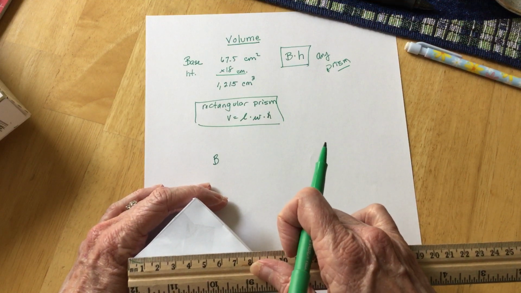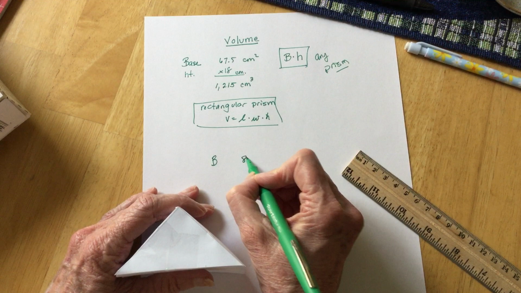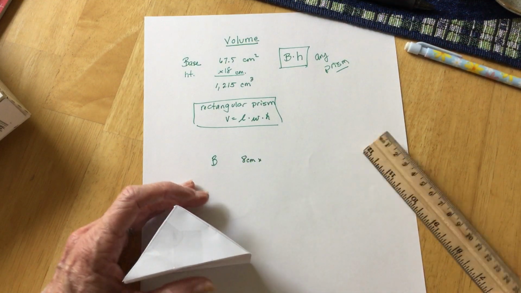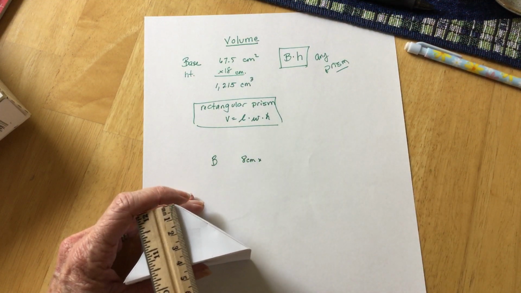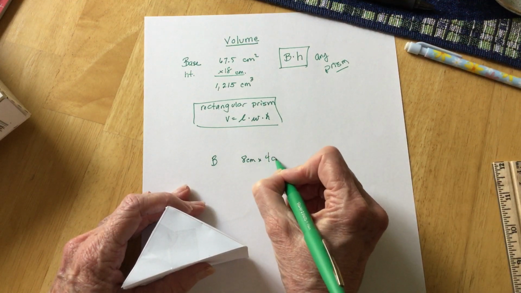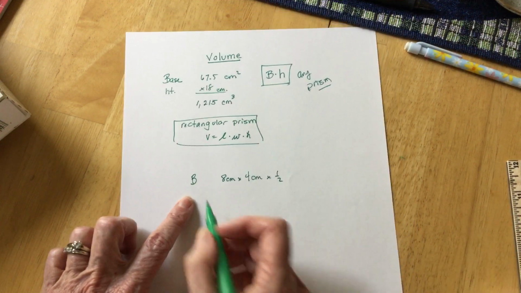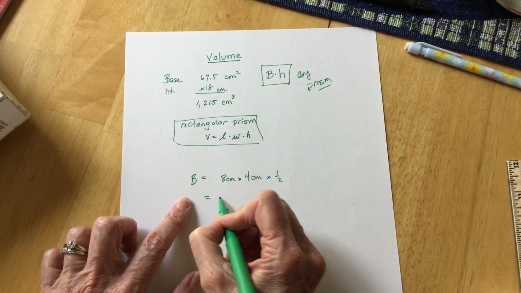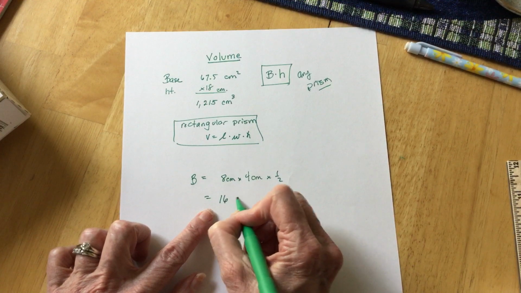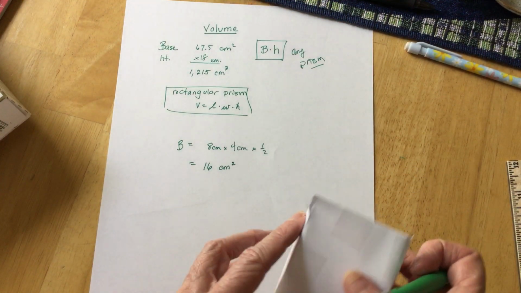So my base looks like it's 8 centimeters. And my height looks like it's 4 centimeters. And I want half of that. So 8 times 4 is 32. Half of 32 is 16 centimeters squared. So that's the area of the bottom.